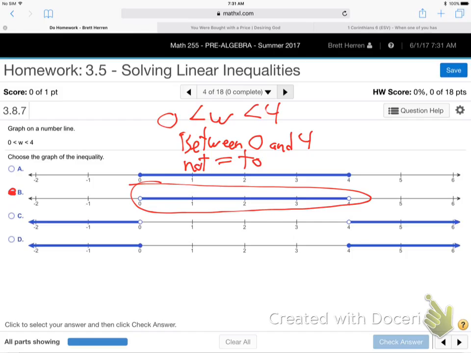Yep, that's right. W is on the wide side of 0. Compared to 0, it's on the wide side. So if you just look at it, it's greater than 0. And it's on the narrow side of 4, so it's less than 4. So if it's bigger than 0 and less than 4, it's between 0 and 4. That's exactly what that's saying. Yeah, good. All right.